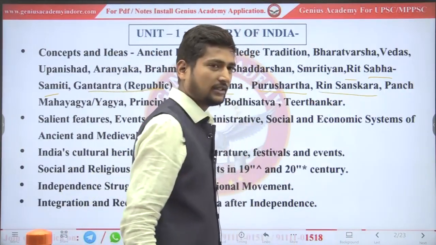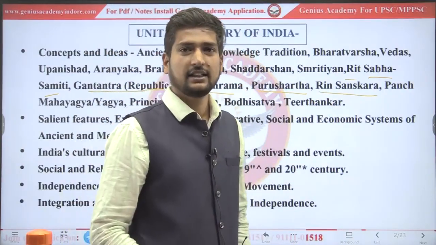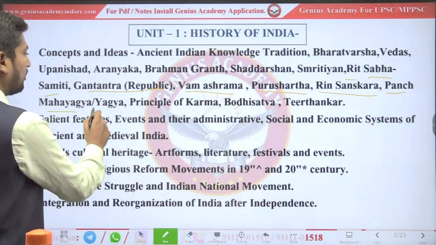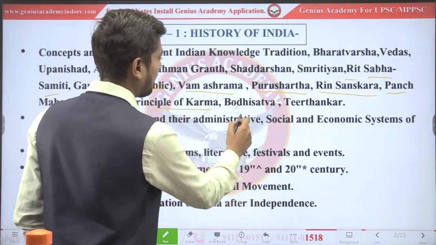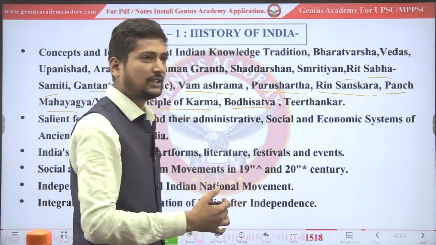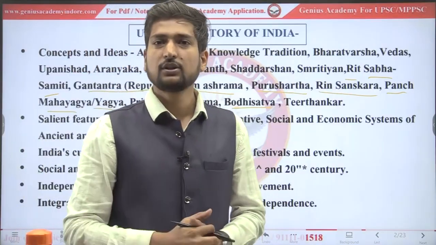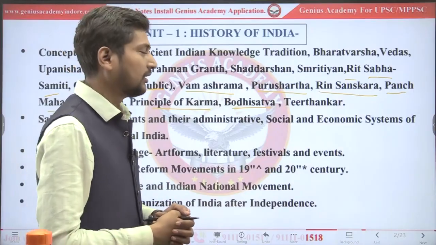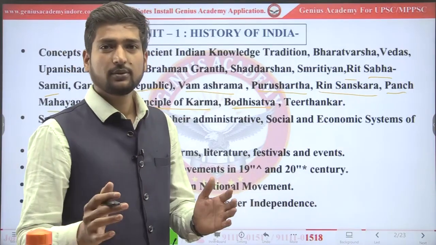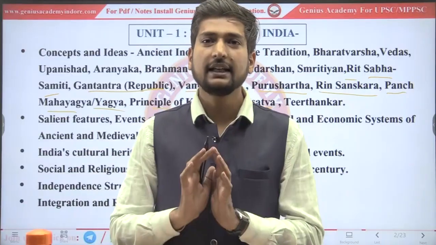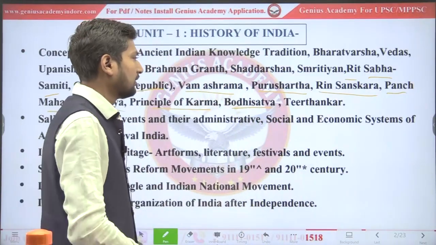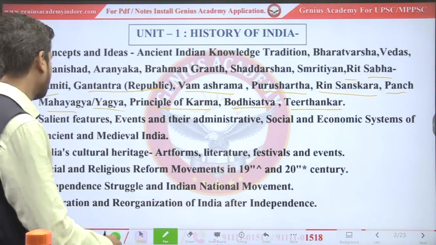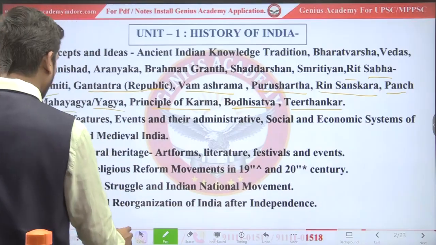Rin, Sanskar: how many Sanskars are there in the Hindu religion? Panch Mahayagya or Yagyas, principle of karma, Bodhisattva. These are the previous births of the Buddha, which are mentioned under the Jataka stories. In the Sanchi Stupa, you can see Jataka stories on the railing. Tirthankar, the 24th Tirthankar of Jainism.